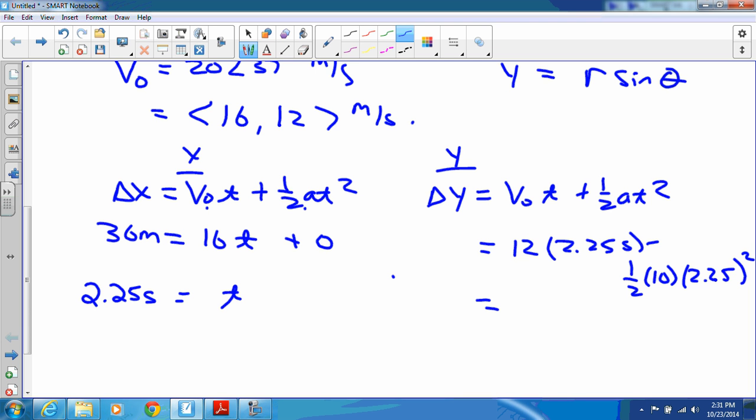Why would you use negative 10? I did. The minus sign right here. Oh, I see it. g is the magnitude of the acceleration, right? So the acceleration due to gravity is negative g. What do you get?